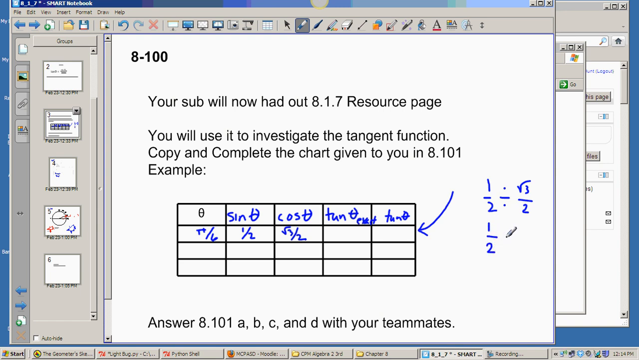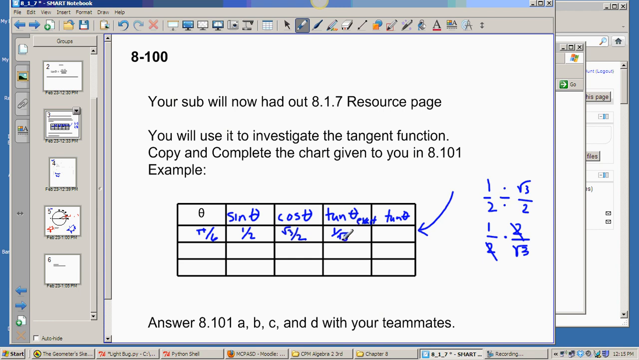Yes, it means multiply and flip that second one. So it's going to be times 2 over the square root of 3. Now, I don't know how much of this you did in geometry, but in here, we're going to leave the radical symbol in the denominator normally, and we'll learn a way to get rid of that later. But for now, that's a fine answer, 1 divided by the square root of 3.